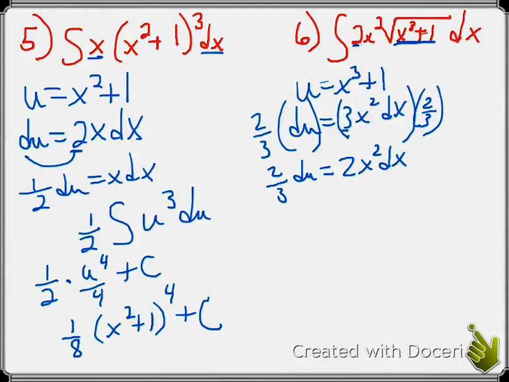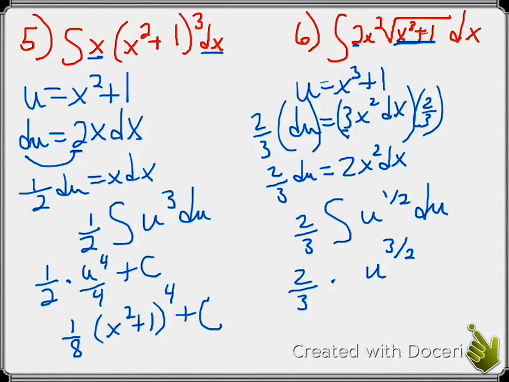So I can rewrite my original problem as 2/3 the integration of my u to the 1/2 du. 2/3 times u, when I add 1 I'm going to get 3/2, and it'll be times 2/3 again, plus c. So the answer will be 4/9 x cubed plus 1 to the 3/2 plus c.